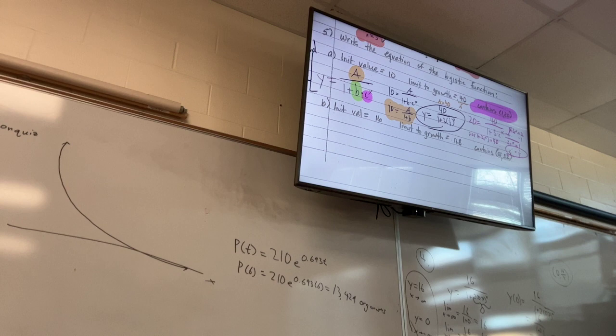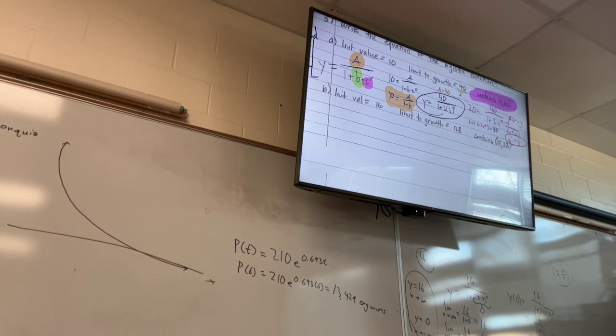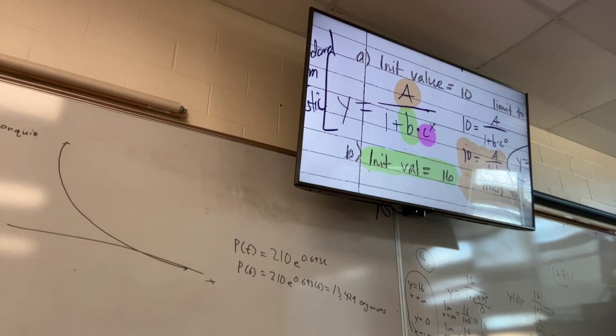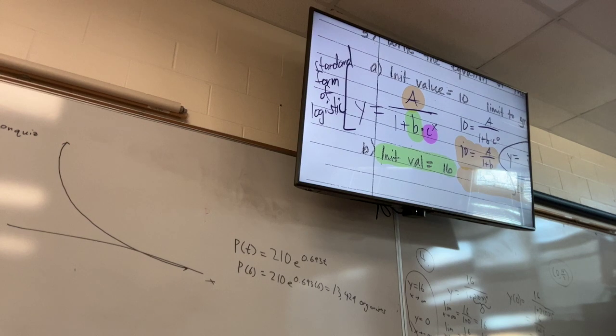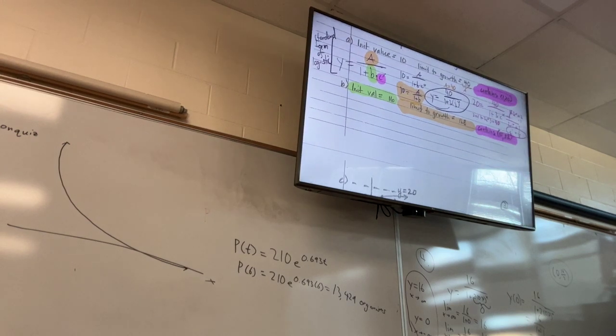All right, B, okay? So I know initial value equals 16. Limit to growth is 128. It contains this point. Okay, so starting from our standard form of a logistic, what should I solve for? What do I know first, right off the bat?